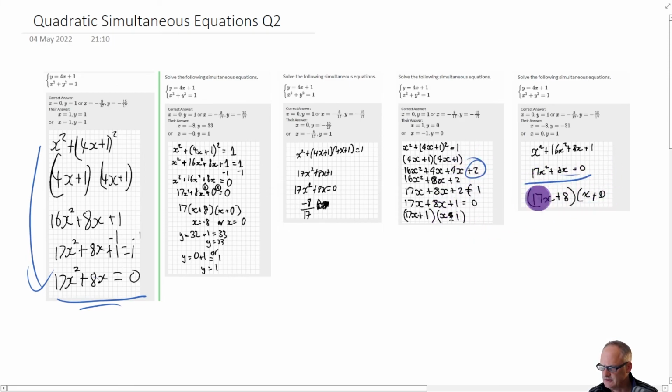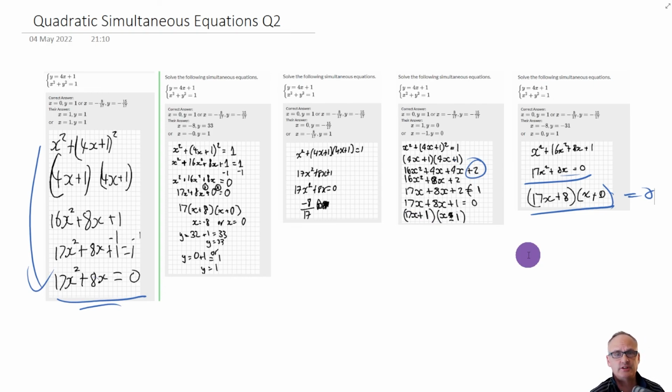This one here didn't quite know what to do with the factorization. Actually, they correctly factorized it because you've got x plus 0. So that would still give you x equals 0, and that would still give you the right answer. So they did find the x equals 0 one. They just didn't find the minus 8 over 17 one. Generally, it's at that point, where they've got to solve the quadratic and the factorization, or then move on to finding y, that they have problems. So make sure you can solve your quadratics, and then you'll be ready to solve your quadratic simultaneous equations.